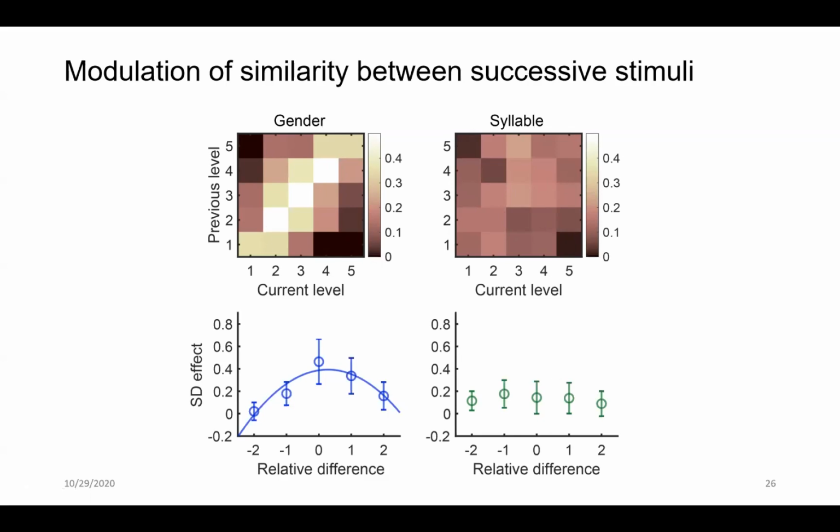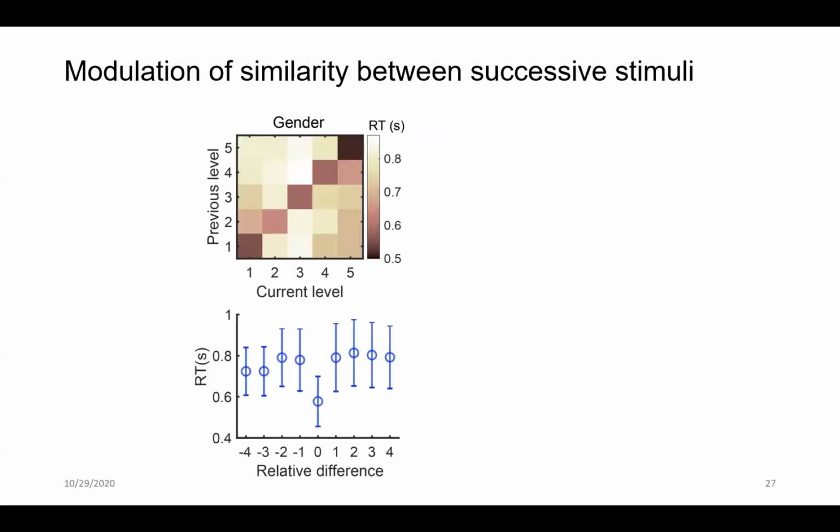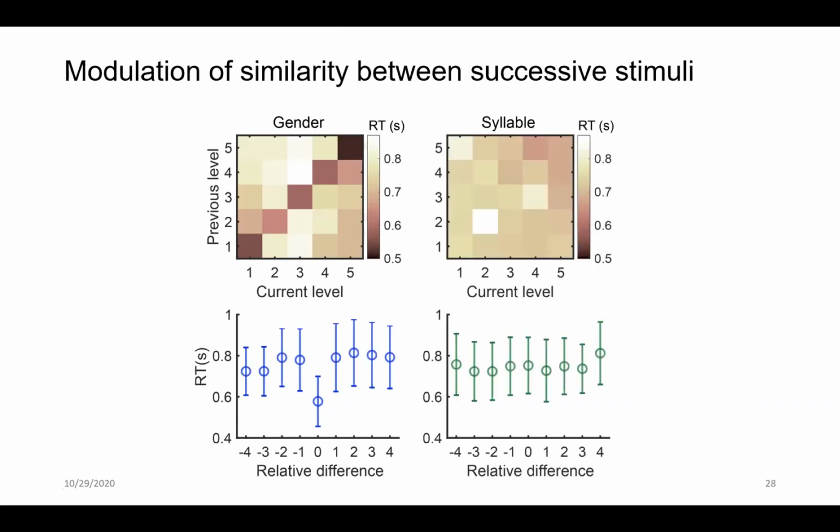So is there any functional benefit? Next, we evaluate the RT for different conditions. Similarly, for gender, when the previous and the current stimuli are similar, as you can see, the participants responded much faster. But for syllable, there's no modulation of similarity for the stimulus.